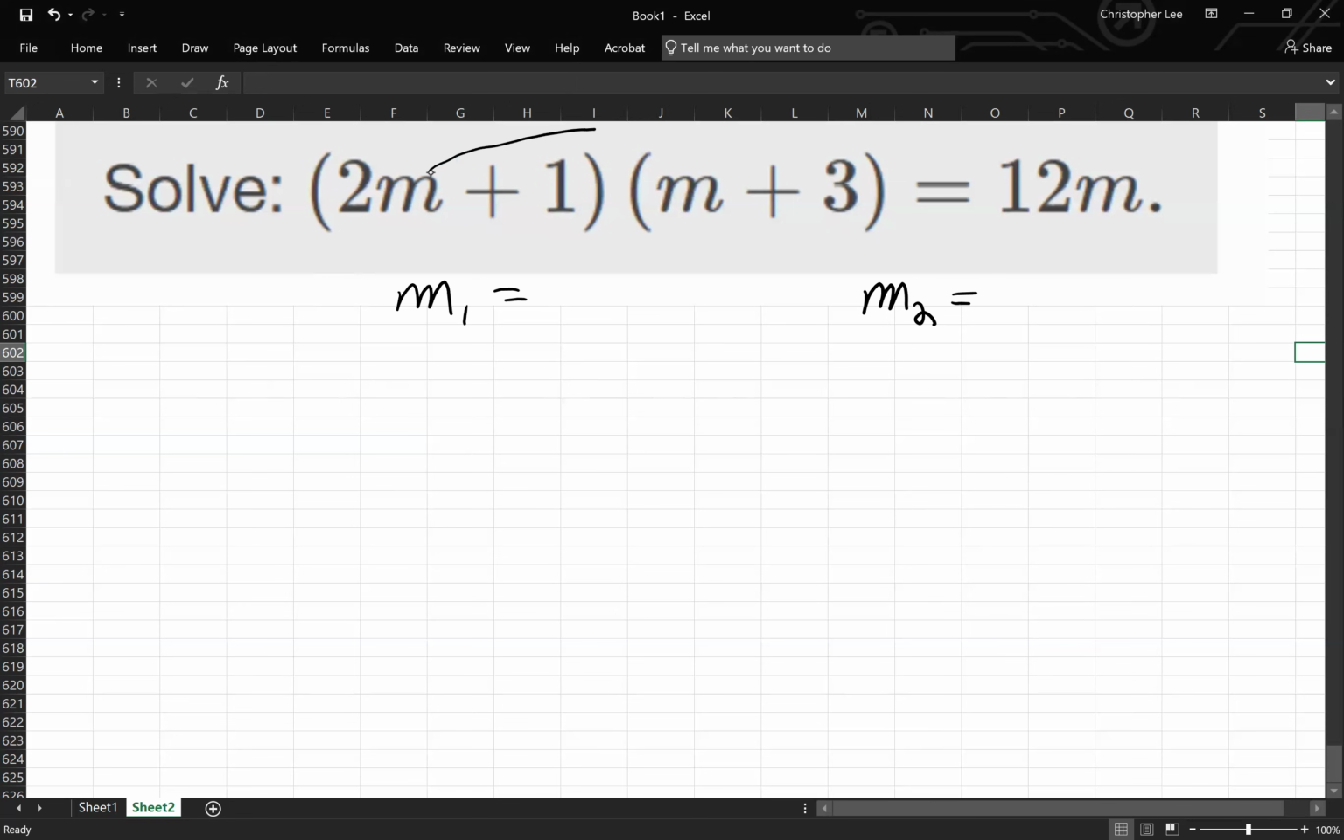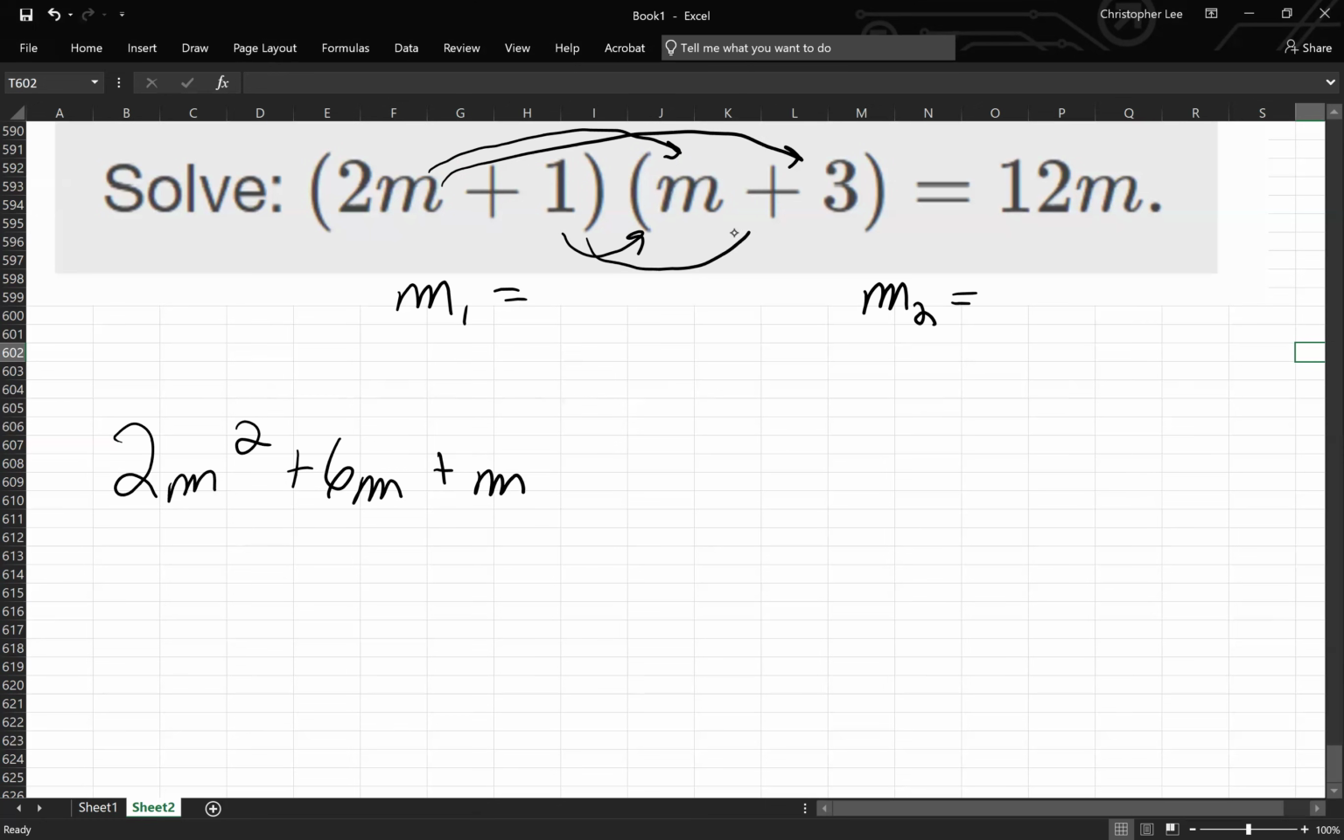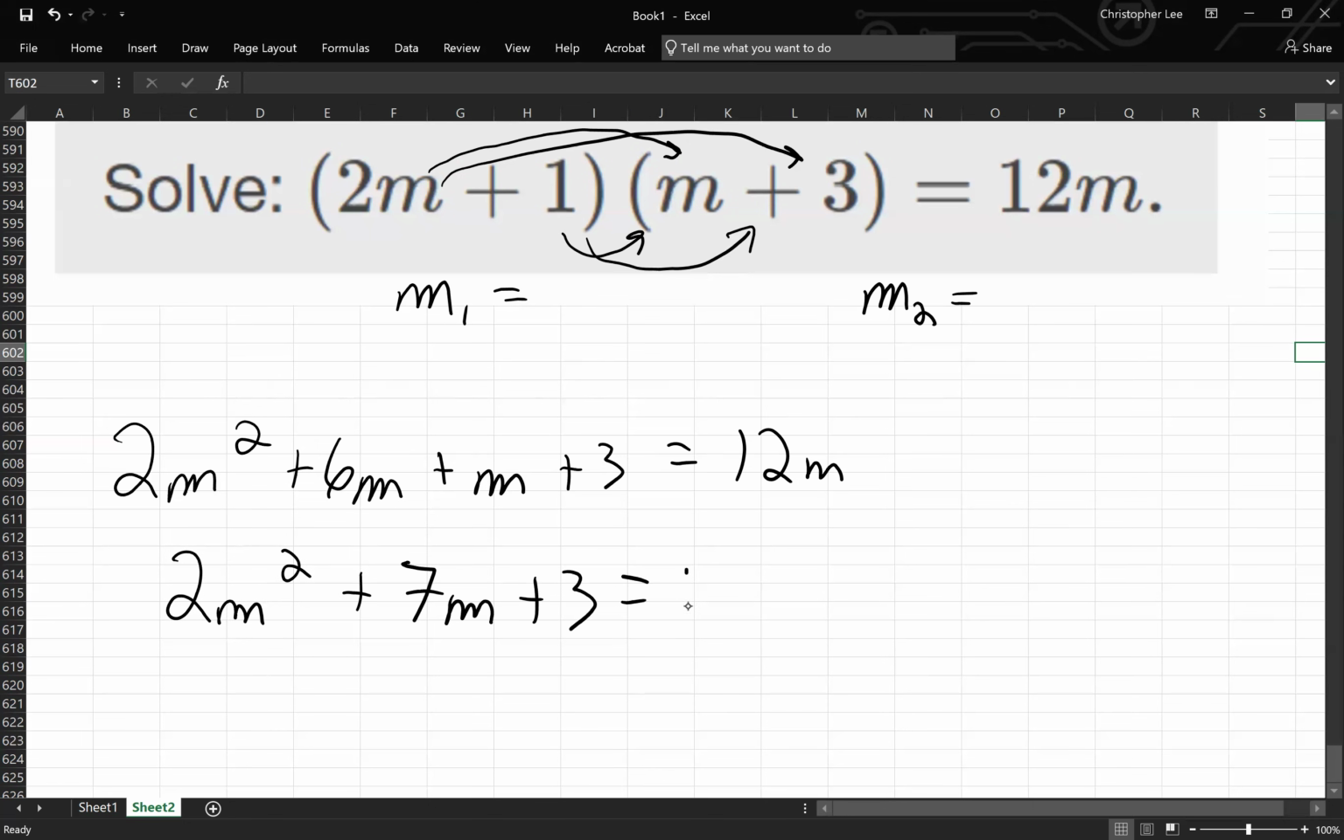So first thing you want to do, remember, you want to distribute this. So I'm gonna have 2m squared, plus 6m, plus 1 times m, which is just m, plus 1 times 3, which is 3, is equal to 12m. You want to combine like terms. So this becomes 2m squared plus 7m plus 3 is equal to 12m. After that, you want to subtract 12m from both sides. What you do to one side, you do to the other.